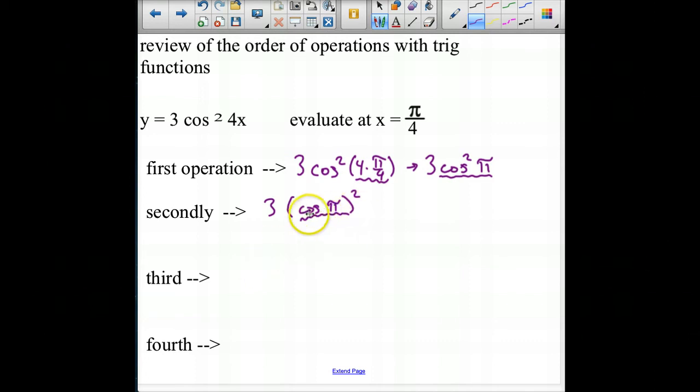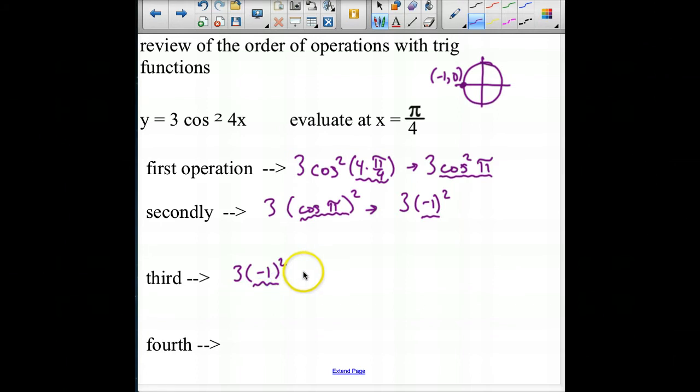Then what we would do: cosine of pi. In your unit circle, pi is over here, the ordered pair is negative 1, 0, cosine is the first number, so that is negative 1. Now in the order of operations, what do you do next? You have to do squaring next. So the squaring is the next part, and you get 3 times 1. And then finally, your last step is the multiplying, the 3 times the 1. Okay, so our final answer would be 3.